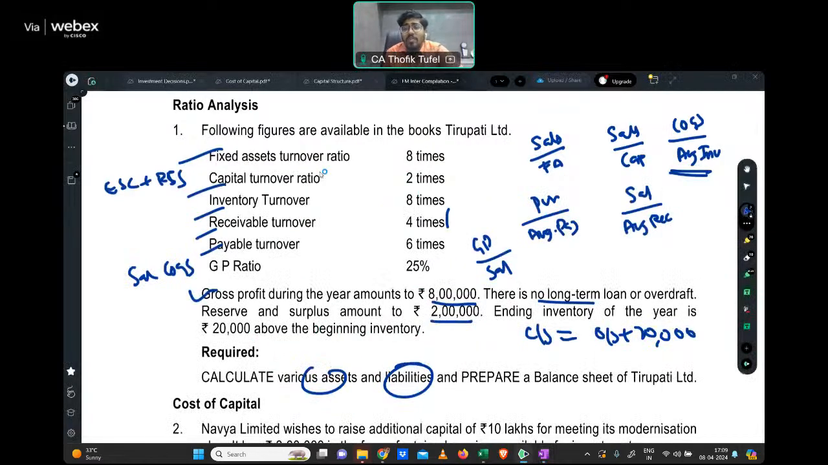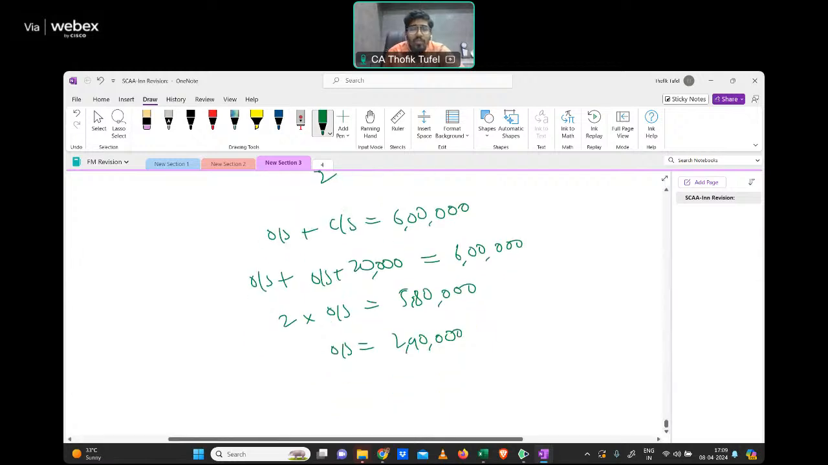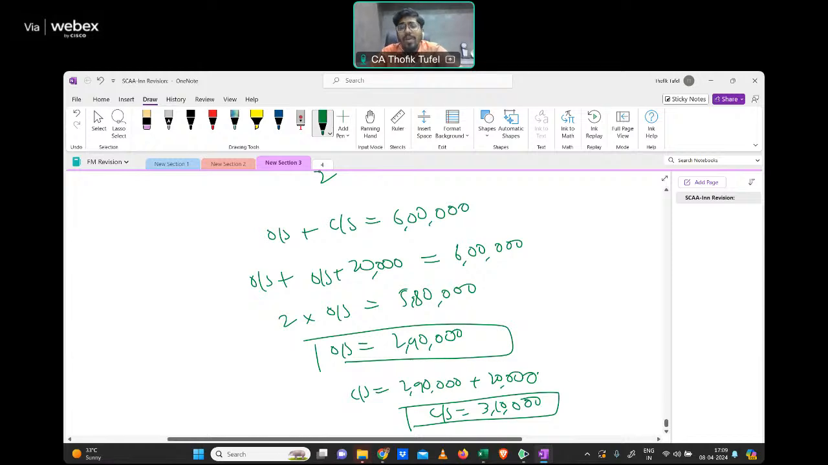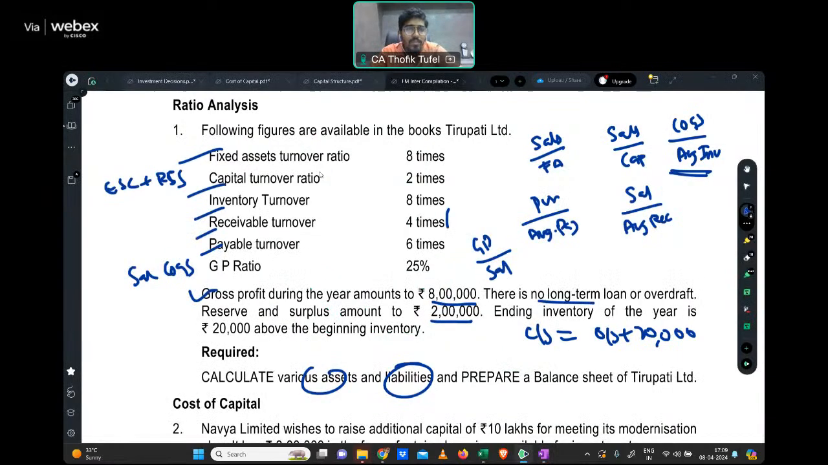So closing stock is opening stock plus 20,000. Opening stock is 2 lakh 90,000 rupees, plus 20,000 rupees. So my closing stock is equal to 3 lakh 10,000 rupees. Checking, 2 lakh 90 plus 3 lakh 10 divided by 2 gives the average 3 lakh. So now I found out my closing stock is 3 lakh 10,000 rupees.